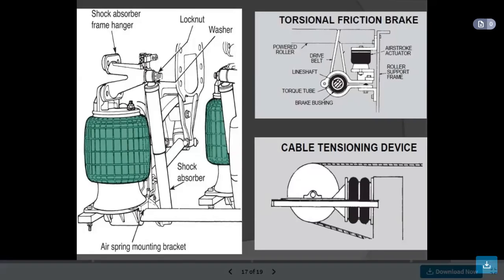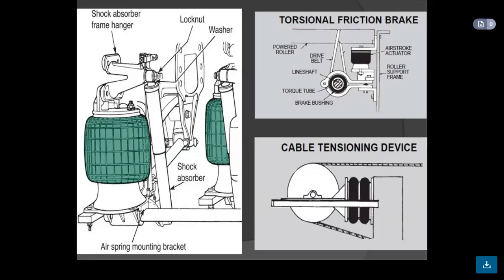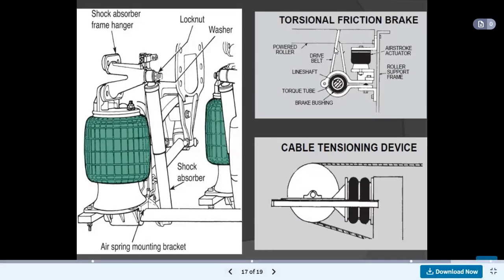Then the air spring mounting bracket is shown in this diagram. Shock absorber frame hanger is also seen. Lock nut is provided, washer is provided. This is again the same diagram of gas suspension, with other parts also seen in this figure. Torsional friction brake. If you observe here, torsional friction brakes. This is a powered roller. This is drive belt, torque tube, brake bushings, air stroke actuator, roller support frame. All this is related to the torsional friction brake.